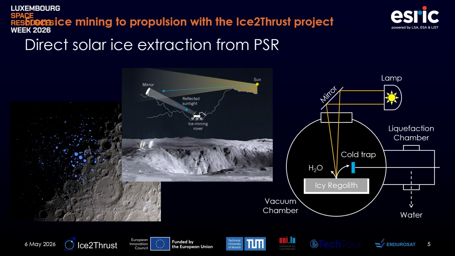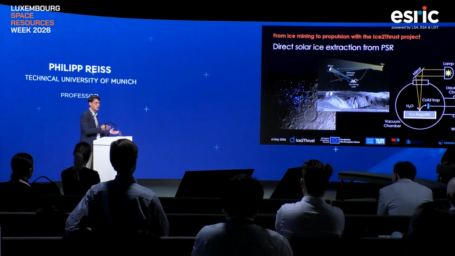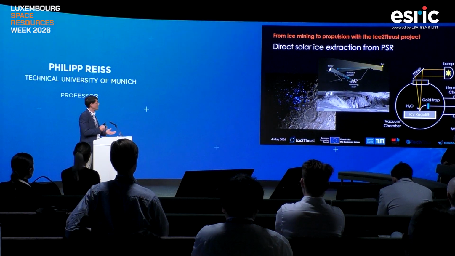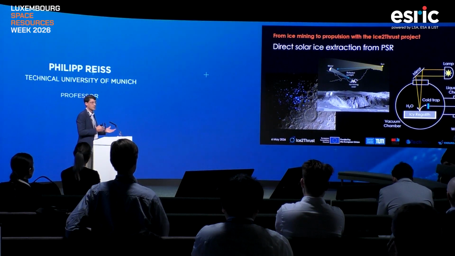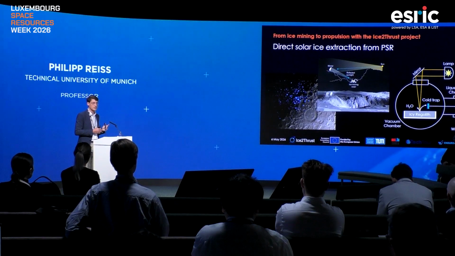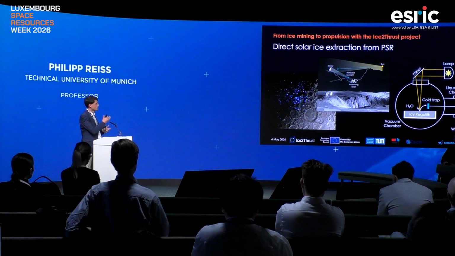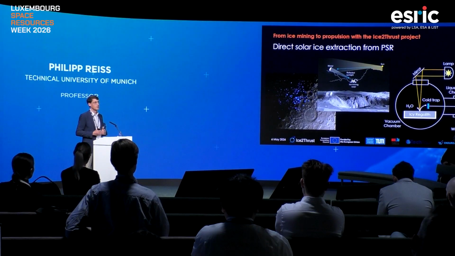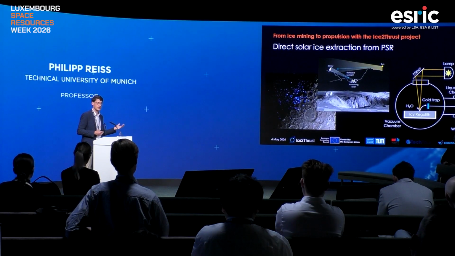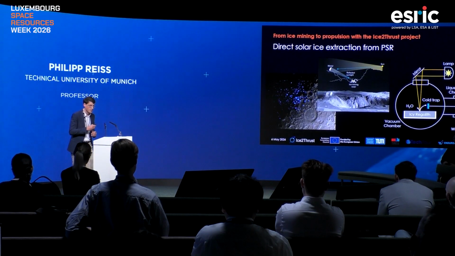We will then feed this liquid water to another facility, which is just next door in our labs. And that would go into another vacuum chamber with a small engine and an electrolysis cell. And this very water that we have just mined would then go into the electrolysis cell and would be converted to thrust, the end product.